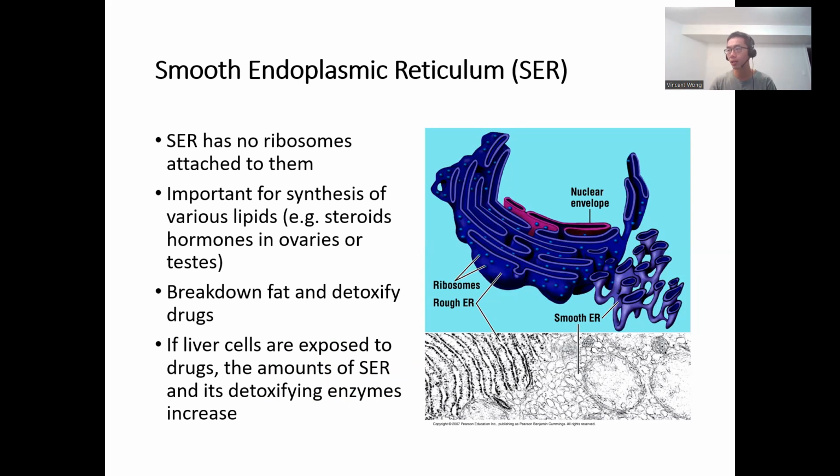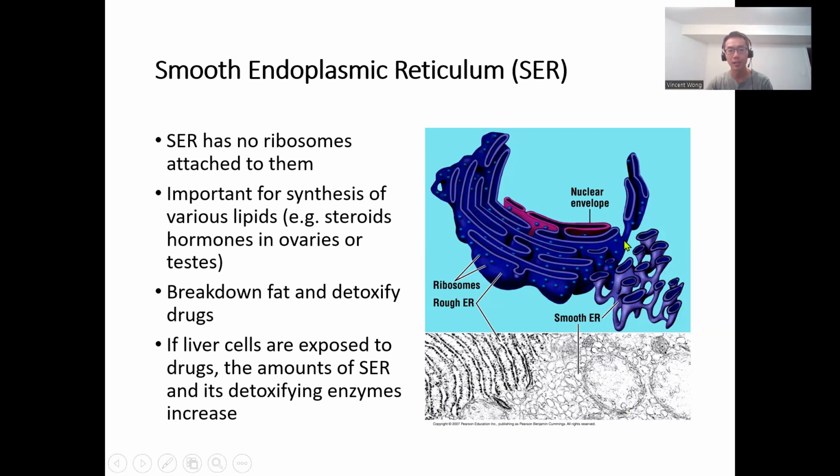And once you finish the drug, you no longer need as many smooth ER, and the liver cell can take away some of those. Right? So not only does the amount of organelle change depending on the cell's function, the cell can increase or decrease on demand in response to the current needs of the body as well.